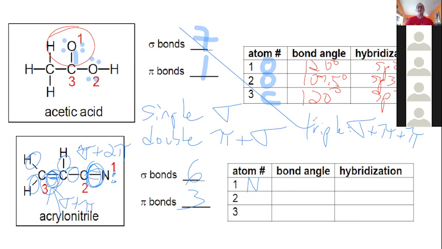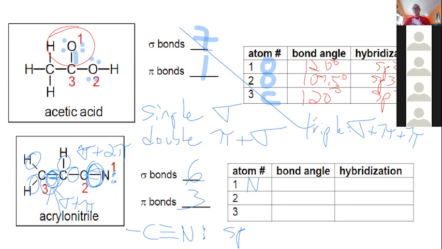What hybridization does that nitrogen have? How many regions of electron density does that nitrogen have? So it looks like that. How many regions of electron density are around that nitrogen? Just two, that's right. There's a triple bond on one side of it and there's a lone pair on the other side. So there's only two regions of electron density. So what hybridization is that? SP, right.